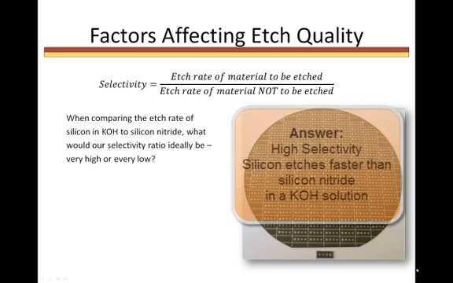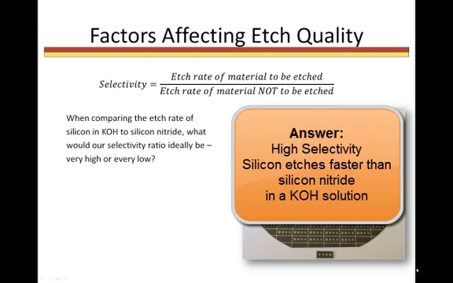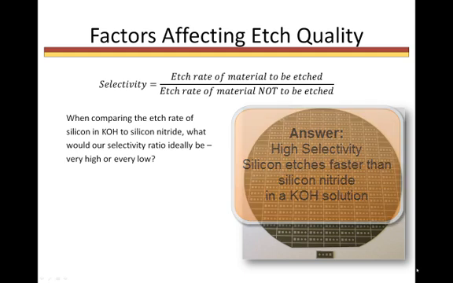If you said that we want a high selectivity, you are correct. A high selectivity means that with a correct timed etch, the material to be etched, which in this case is silicon, can be completely removed before the masking layer of silicon nitride is even affected.